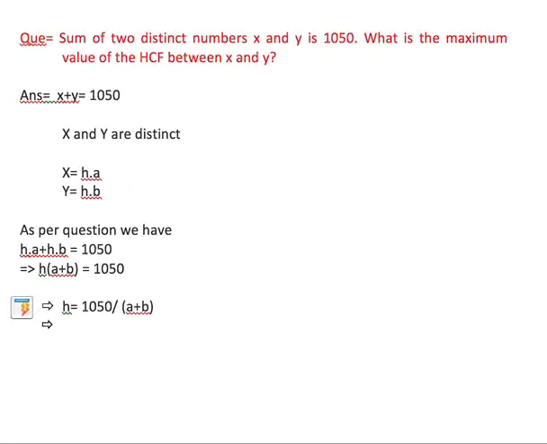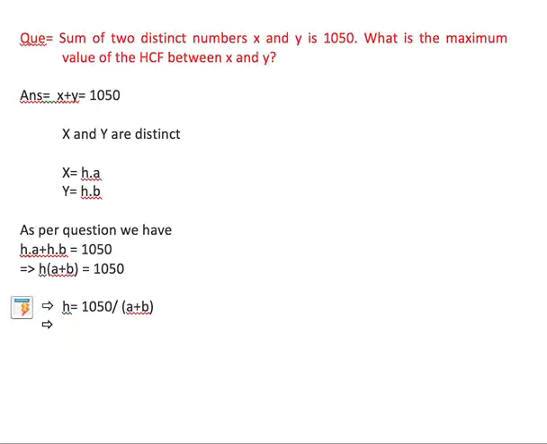Now as per the question, h has to be the maximum. We have to find out what is the maximum value of h. Now for h to be maximum, a plus b should be the lowest. Now what could be the lowest value of a and b here? Think about it. a and b are two distinct numbers.